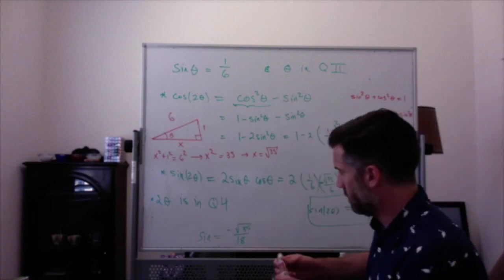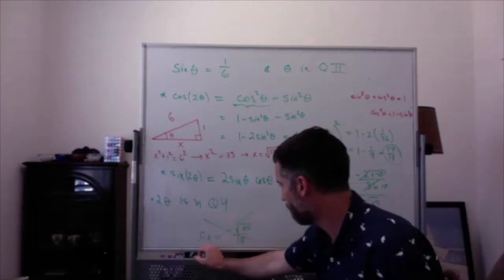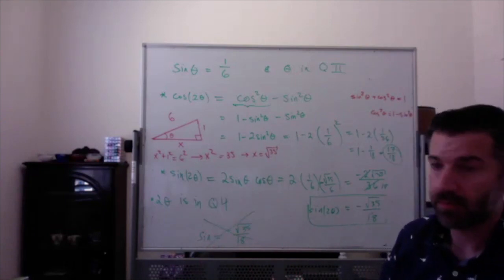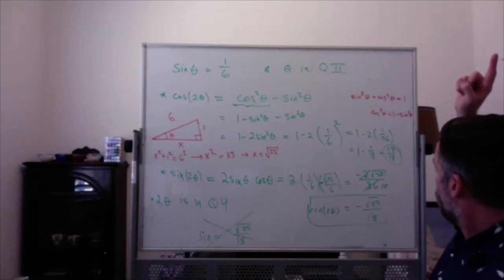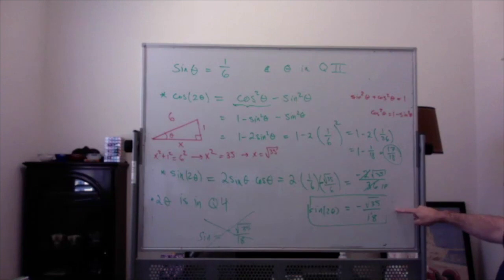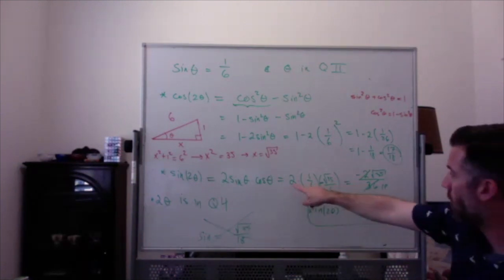So I have a quick question. Go ahead, yeah. Where did you get the 18 from? Which 18? This one? In the denominator? Yeah, that one. So here I had, so I multiplied out the top.